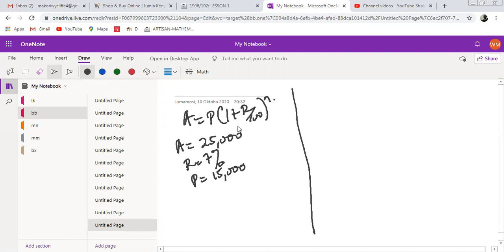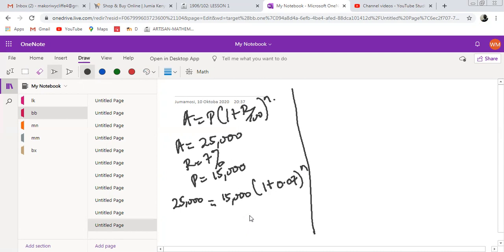And to bring it down, we need to use the rules of logarithm. But this is how we are going to do it. If we substitute these values that were given in the formula, we are going to find that amount, which is 25,000, will be equal to the principal, which is 15,000, into 1 plus the rate, which is 0.07, that is 7%, and then we raise this to power n.